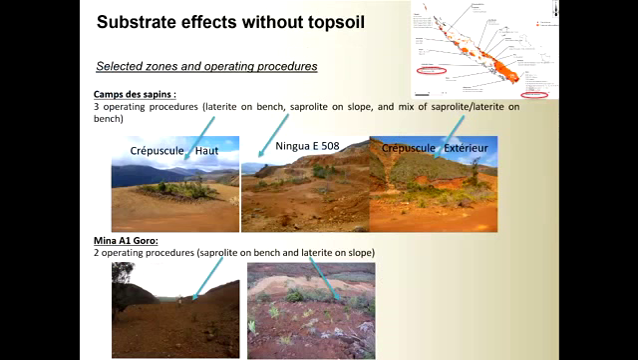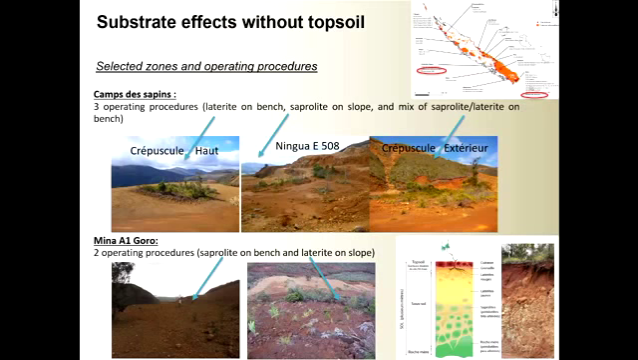We also studied the effect of substrate in absence of topsoil on two zones presenting several operating procedures, meaning different substrates like saprolite or laterite, yellow or red. For those of you who are not familiar with ultramafic soils, here you can see the weathering profiles of the ultramafic soils, with first the topsoil, and then the red laterite, the yellow laterite, the saprolite, and finally the mother rock.